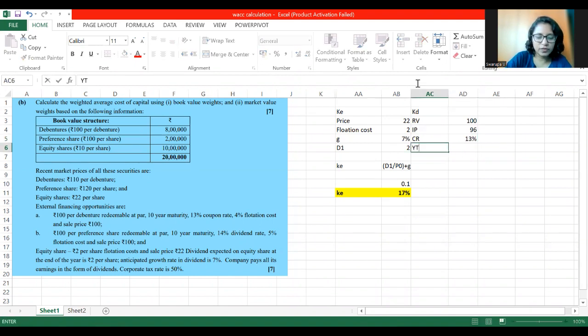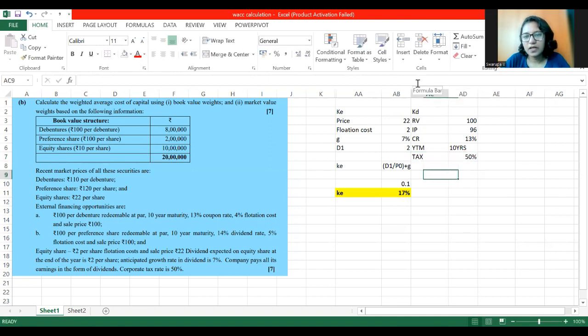YTM, that is year to maturity, is 10 years, and tax is 50%. So the formula for calculating KD is interest into 1 minus tax plus redemption value minus issue price.